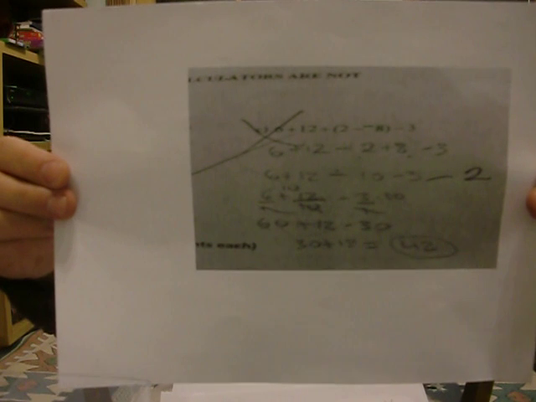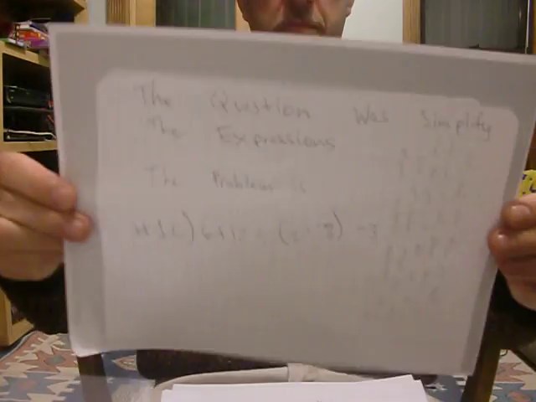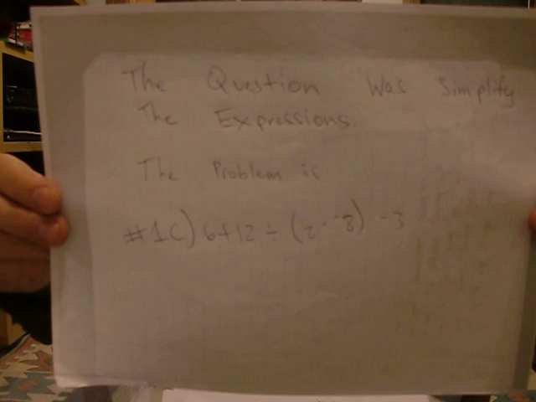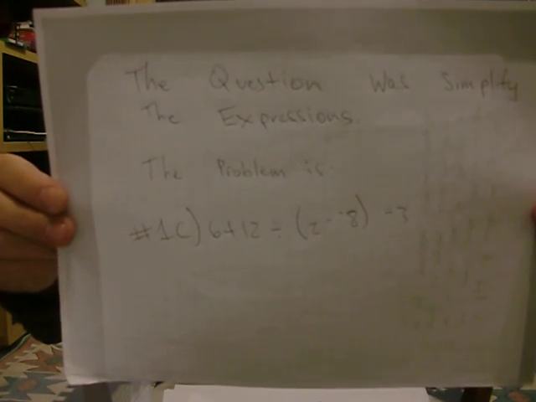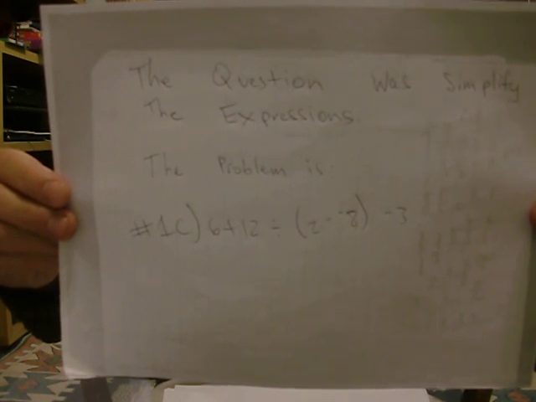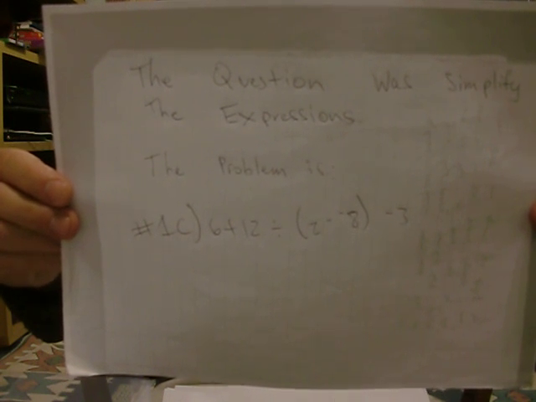Here is a picture of another problem I got wrong on my CA. The question was, simplify the expressions. The problem is number 1C, and it is 6 plus 12 divided by, open parentheses, 2 minus -8, close parentheses, minus 3.